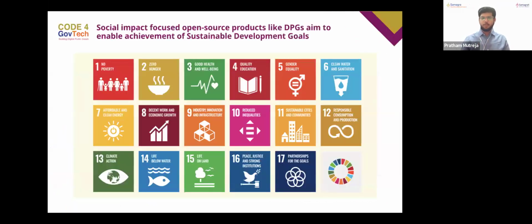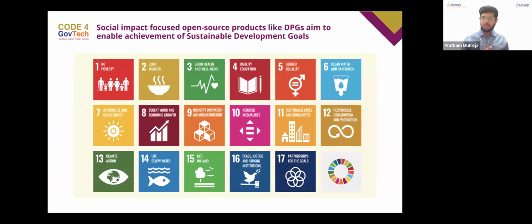So, welcome to C4GT, guys. The goal for C4GT is that we facilitate pathways for contribution to open source products for social impact. We'll be discussing all of this in detail. There are certain open source technologies like DPGs, which are aiming to enable the achievement of sustainable development goals. So in this basic and earlier part of the presentation, we're trying to understand what is C4GT and what exactly we are trying to do here.